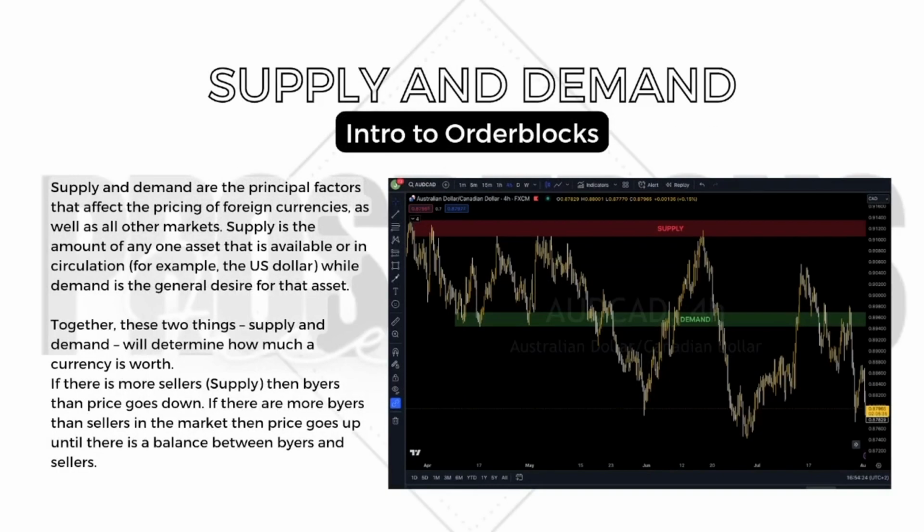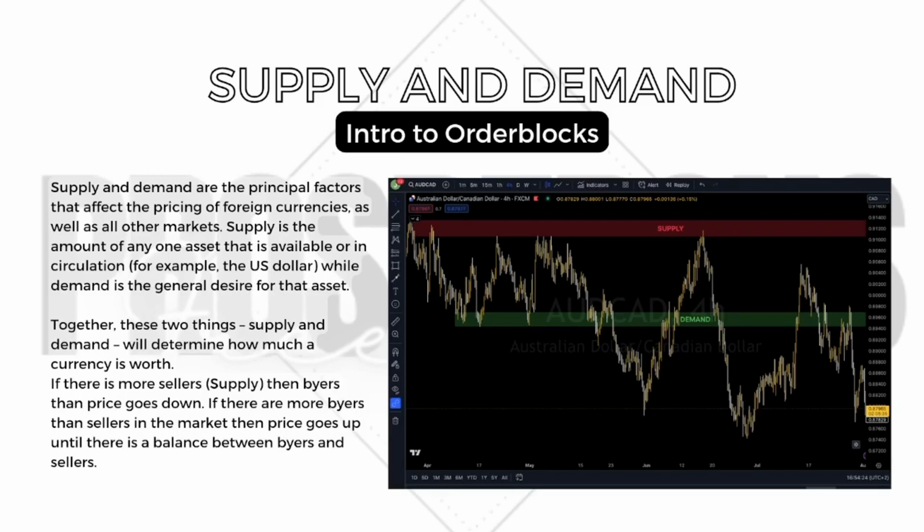So it's time to introduce you to order blocks, and that is by talking supply and demand. First and foremost, let's break down the basics. Supply and demand are principal factors that affect the pricing of foreign currencies as well as all other markets. Supply is the amount of one asset that is available or in circulation, while demand is the general desire for the asset. So together, these two things, supply and demand, will determine how much a currency is worth.